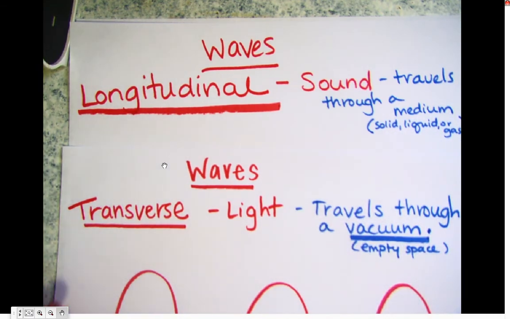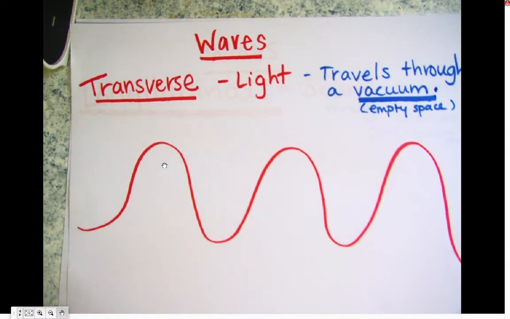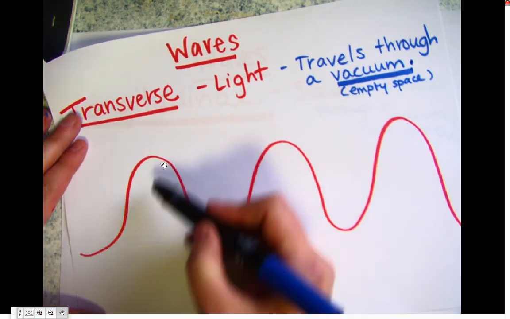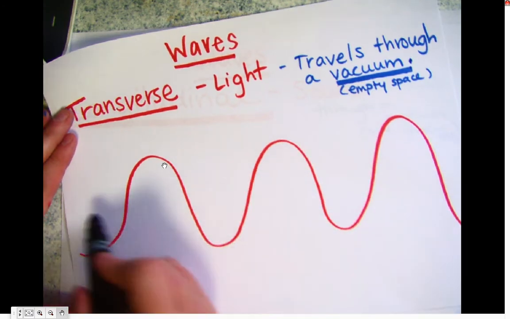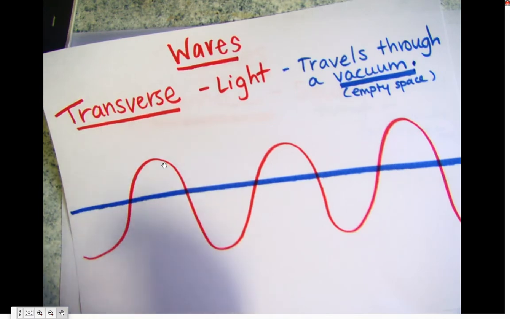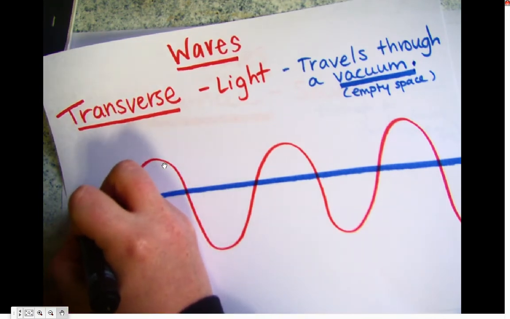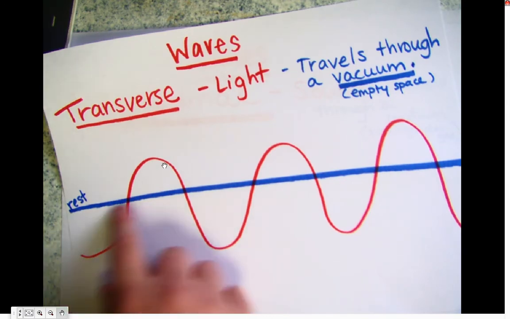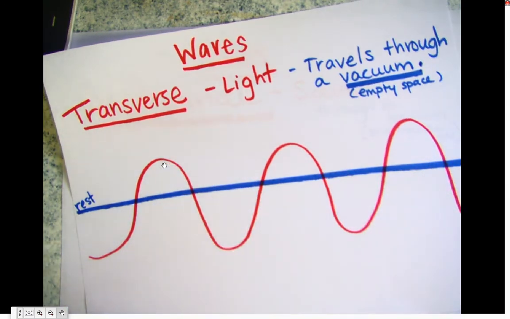Okay, so let's look at the transverse wave, and we are going to start by looking at the different parts of this guy. The first thing you do when you draw this wave is you make the line, and you draw a line right down the middle of it. Now, this guy is called your rest. It's kind of that place of equilibrium where the wave is at rest. And now we are going to look at the other parts of this guy.